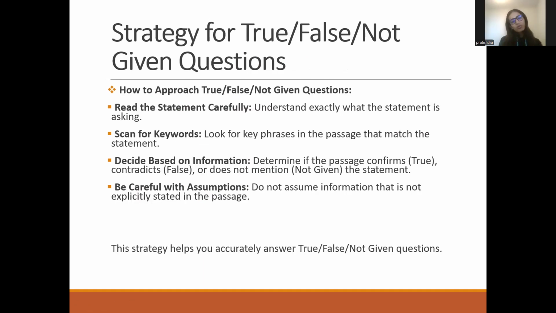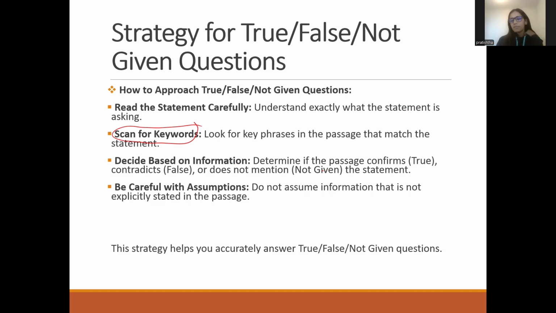Then you have how to approach true, false, and not given questions. We'll just basically discuss how to approach these ones. We have to read the statements carefully. The first step is to understand where the statement can be, and then read it carefully. Scan for keywords. Make sure you're looking at the keywords and key phrases. After every paragraph, I would suggest writing a little bit of information, just so you know what is where.